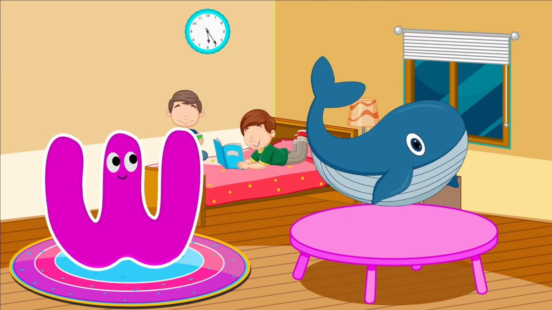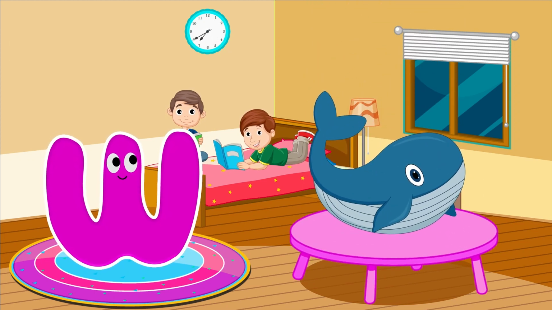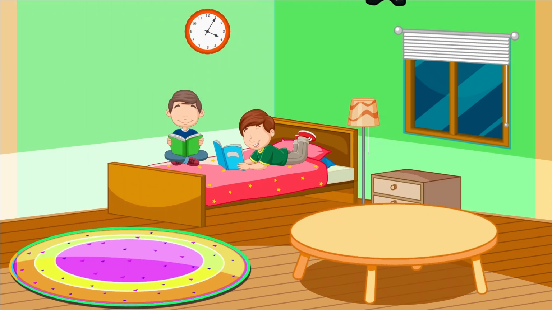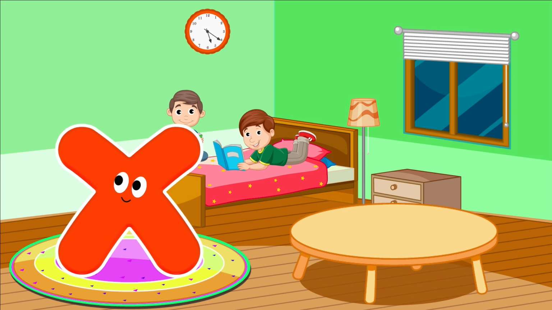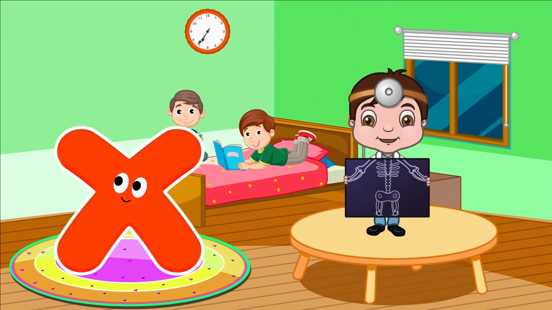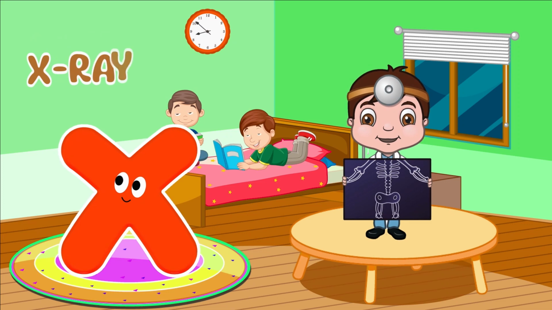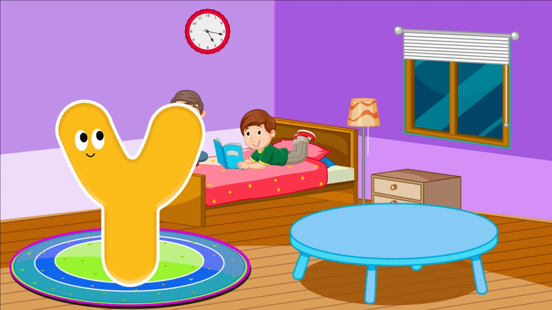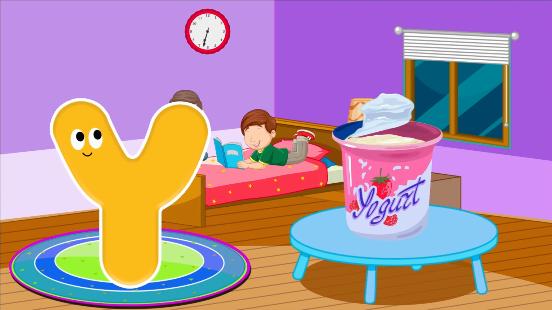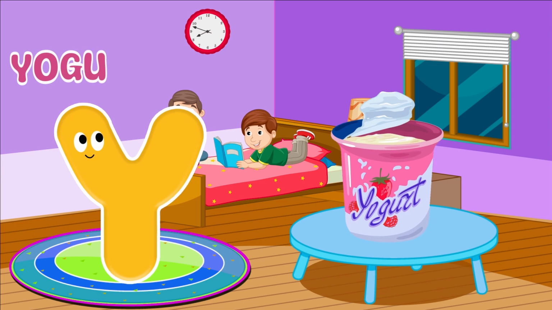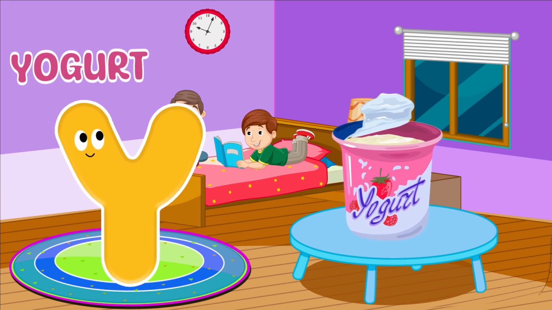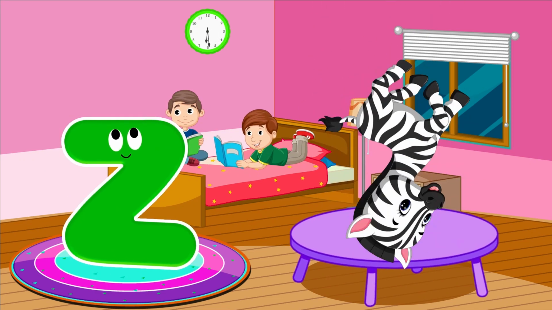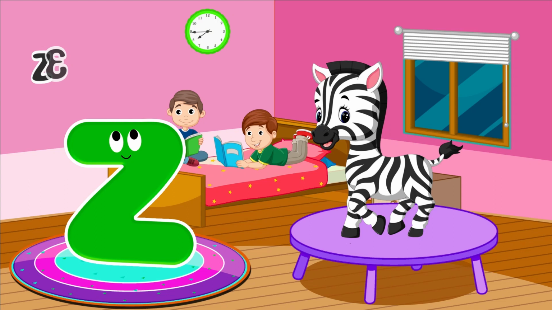W. W is for wheel. Wheel. X. X is for x-ray. X-ray. Y. Y is for yogurt. Yogurt. Z. Z is for zebra. Zebra.